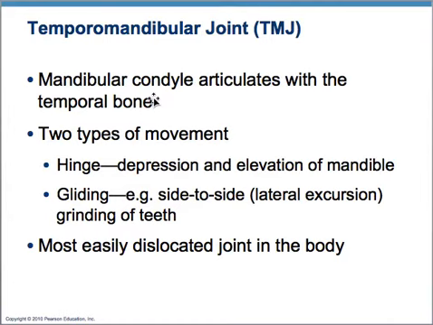Okay, last type of joint that we're talking about, the Temporomandibular Joint, TMJ. This is our mandibular condyle that articulates with the temporal bone. So where our jaw, our mandible, attaches to the temporal bone, that bone on the side of our skull. It has two types of movement: hinge movement, which allows us to depress and elevate the mandible. Remember that during our Simon Says game. Try depressing and elevating your mandible right now. And then it also allows gliding movement, side-to-side movement. Example would be like grinding your teeth. And it's the most easily dislocated joint in the body, which is very interesting.